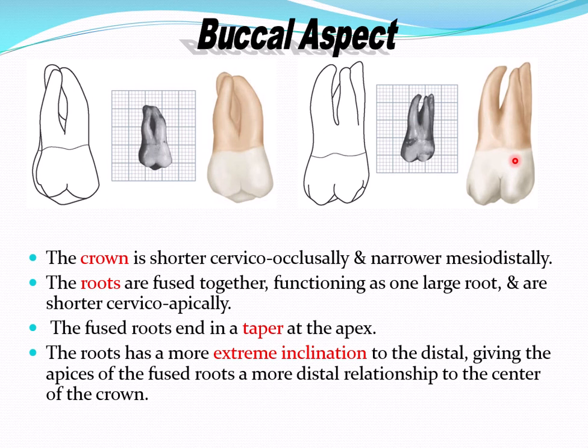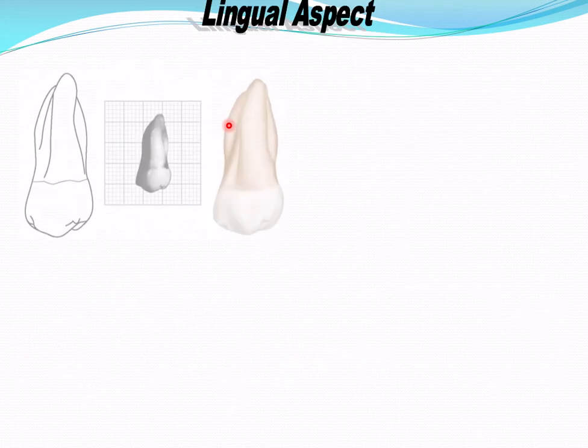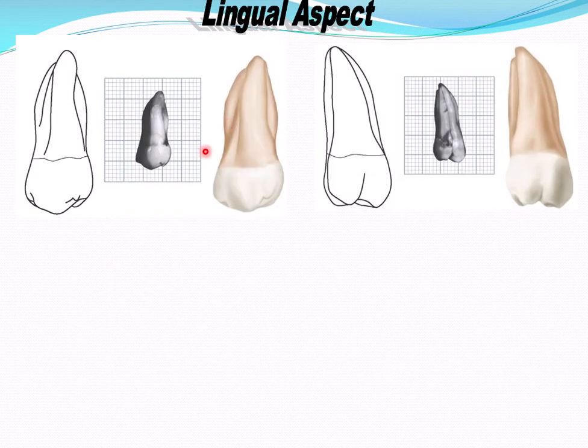The same applies between the first and second molar, and between the second and third molar here. Roots closer and inclined more distally. The lingual aspect, again: this is the maxillary third molar right, maxillary second molar left.